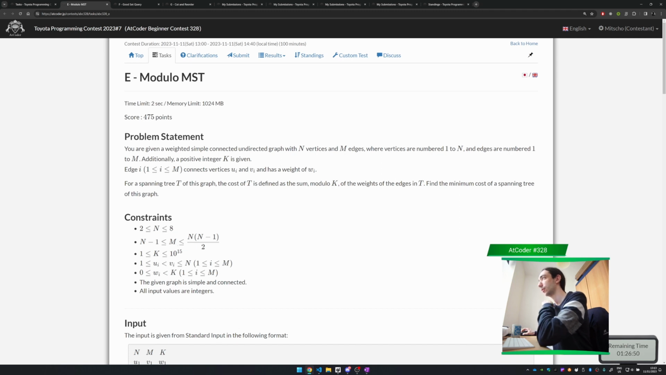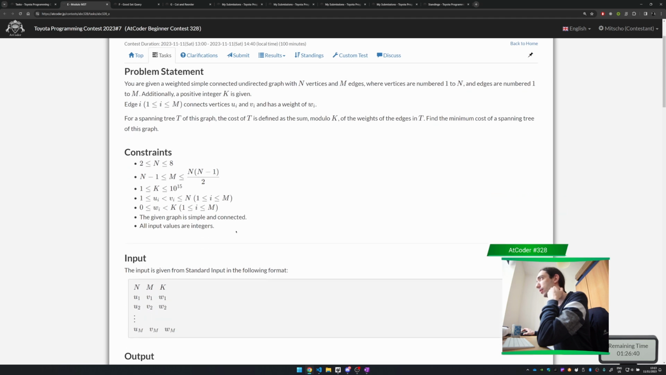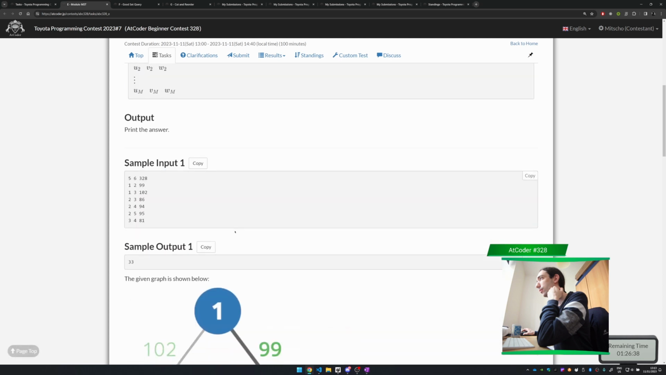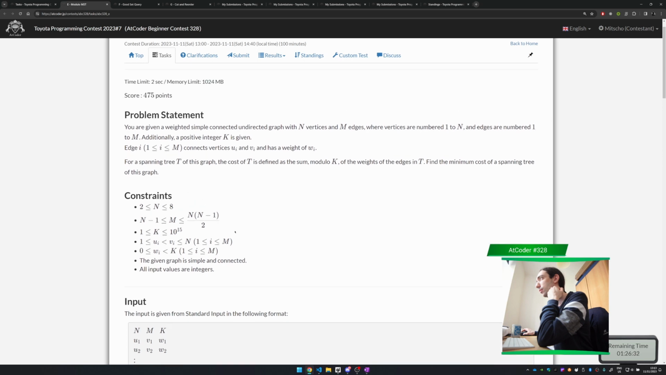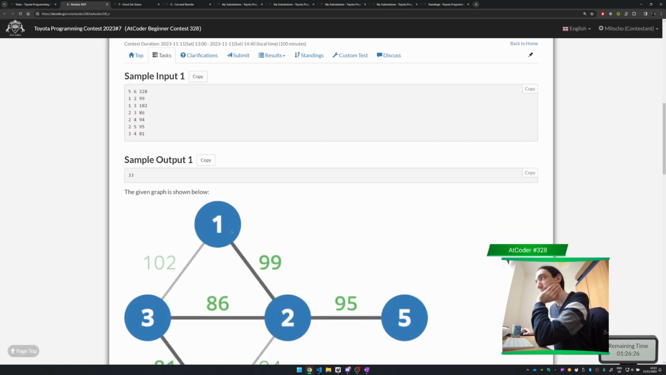But wait, for a spanning tree T of the graph, the cost of T is defined as the sum modulo k of the weights in the edges. But the sum modulo k is the same as saying that we first take modulo k of everything and then we do this. Isn't that the same? Or no, maybe not.